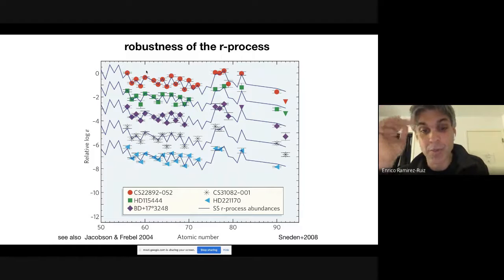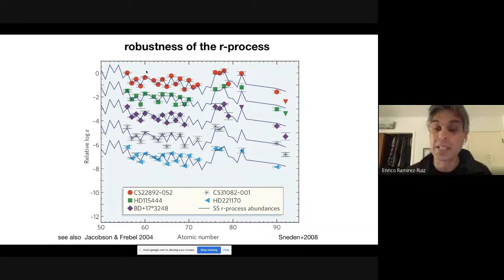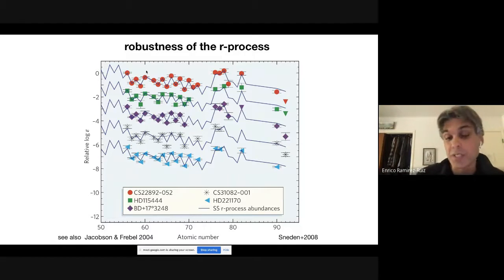And that tells you that whatever is making the r-process has been operating in an incredibly controlled way, and it has produced a very, very robust pattern. So in some ways it is not, or should not be, that sensitive to the initial conditions, and it has been operating like that since the early universe. And this is particularly important for the second and third peak.